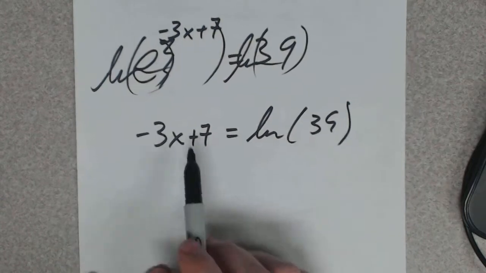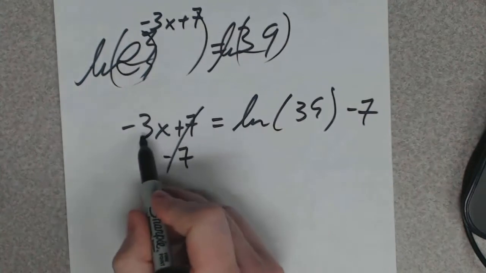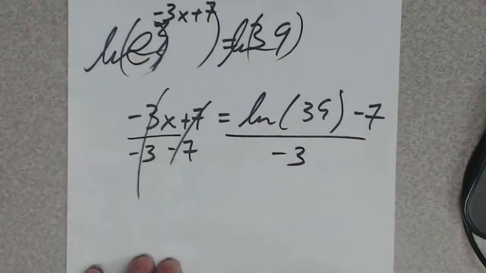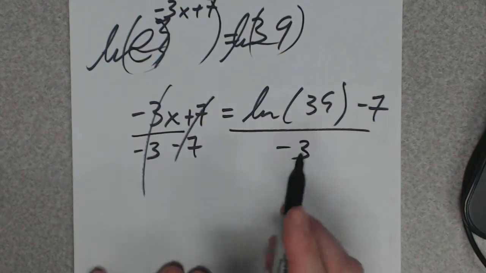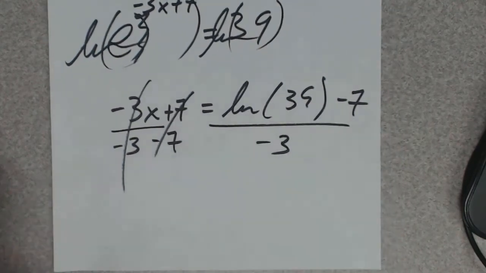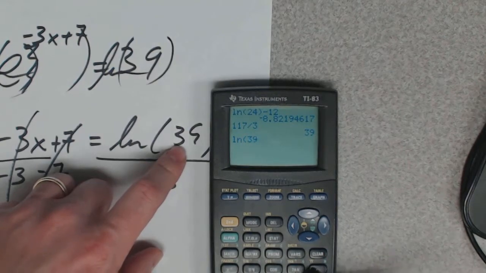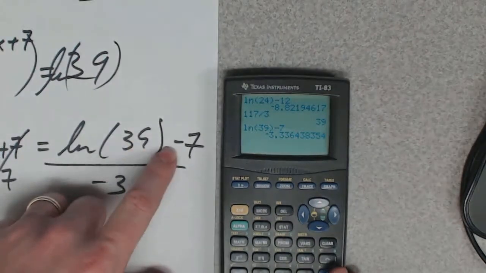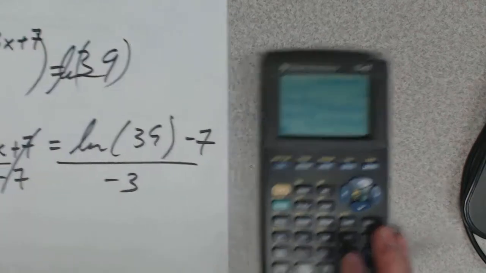Well, that's a number, so you treat it like one. We'll subtract 7, so minus 7 there. And it's negative 3 times x, so let's divide by negative 3. So x is left with natural log of 39 minus 7 over negative 3. We want both the exact answer and the decimal approximation. So put the top in first. Natural log of 39 minus 7. Hit enter. Got to do the whole top first, then divide by negative 3. 1.11.